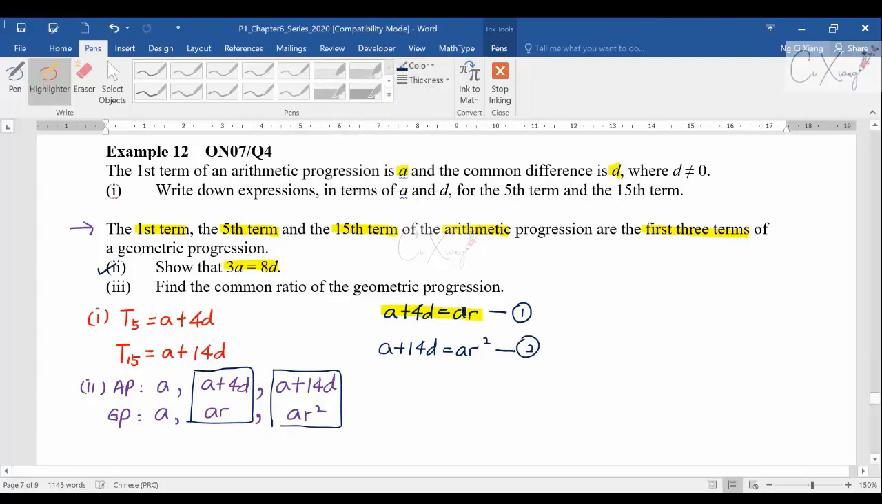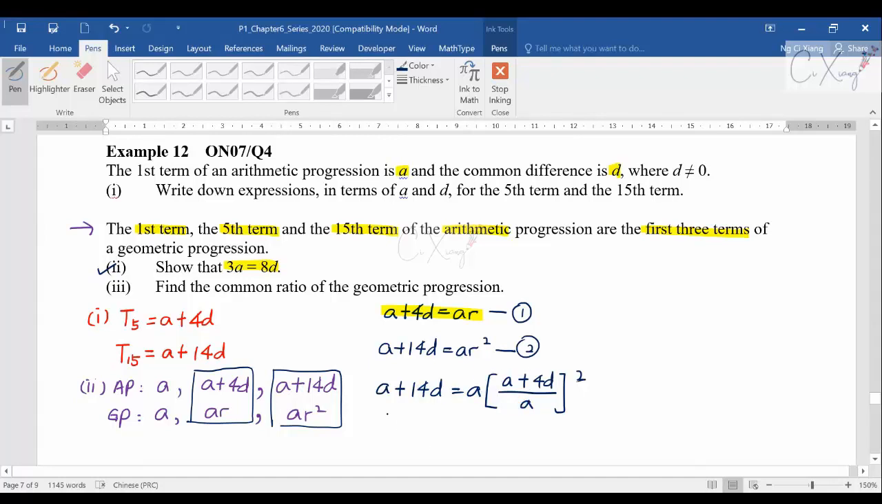Okay, so I will start from here. I will substitute equation number 1 into equation number 2. So I'm having A plus 14D equals to A times R squared. How can I substitute the R? The R is actually A plus 4D divided by A, and then square. So this is the R from equation number 1. You bring it over, so you have A plus 4D divided by A. From here you can see that your R disappeared already.